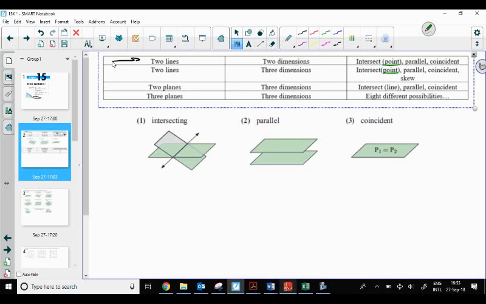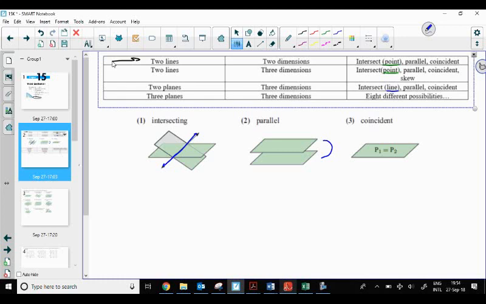If we have two planes in three dimensions, we also have three things that could happen. We've got images of them down below here. They might intersect, but in this case now, the intersection of the two planes will be a line, or they might be parallel, or they might be coincident. And what we're going to talk about in just a minute is if we have three planes in three dimensions, how could they interact with each other? And it turns out there's 8 different ways that could happen. We'll see images in just a moment.